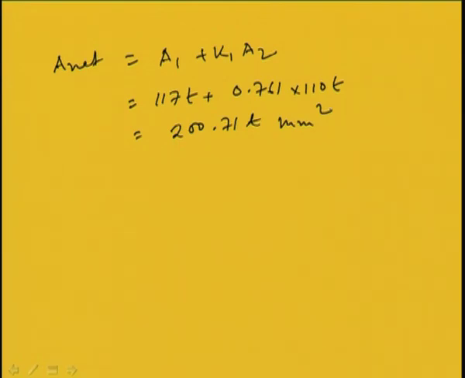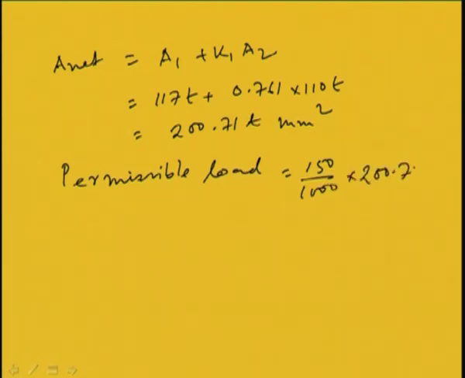Now, permissible load will be how much? On this basis, permissible load should be 150 into 200.71 t, divided by 1000 because of changing from Newton to kilonewton. So, this will come 30.1065 t kilonewton. So, permissible load is this one.